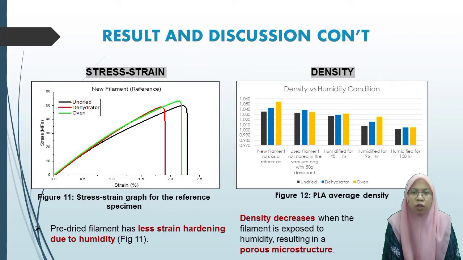Now let's see the density result. Based on Figure 12, we can see that the density decreases when the filament is exposed to humidity. The density of undry specimens is lower than the density of pre-dry specimens for both drying methods. So the density measurement validates the tensile and flexural strength, showing that the drying process has successfully reduced water absorption, creating denser 3D printed parts, resulting in better mechanical strength.